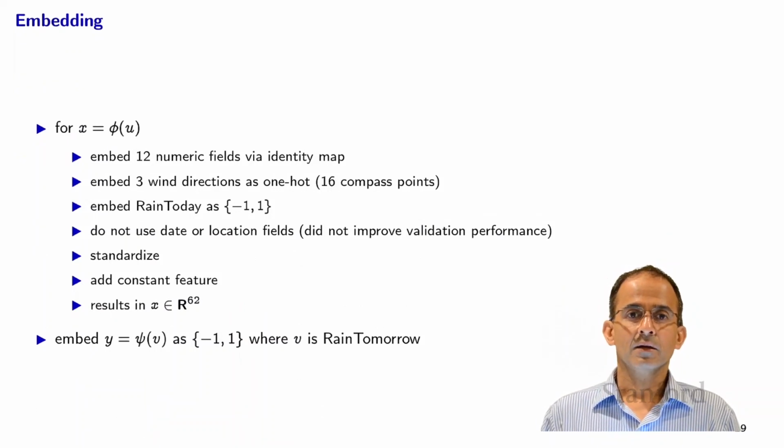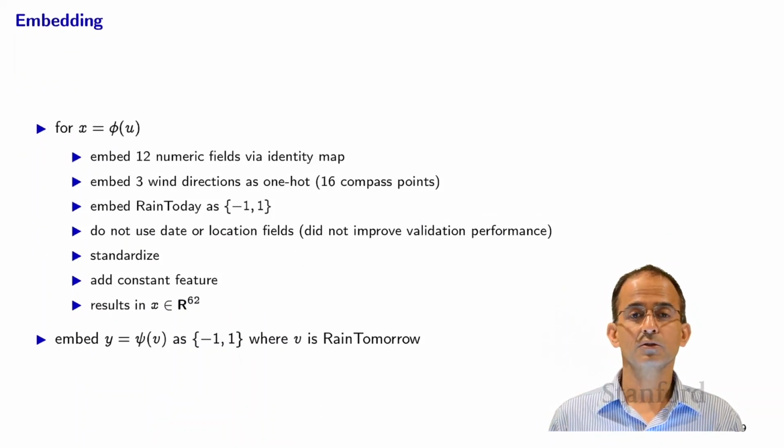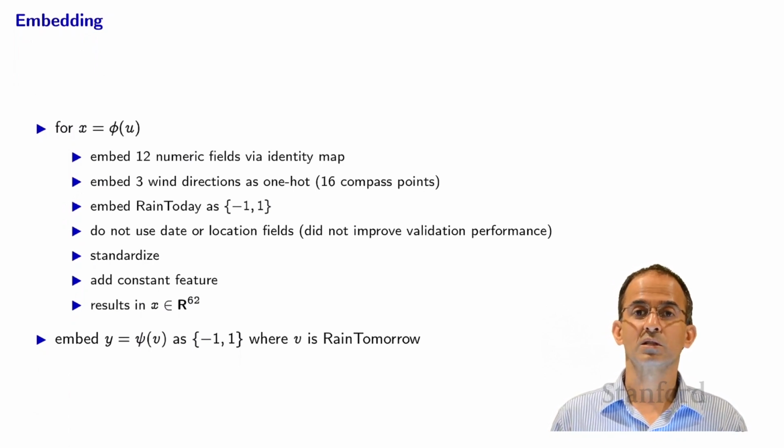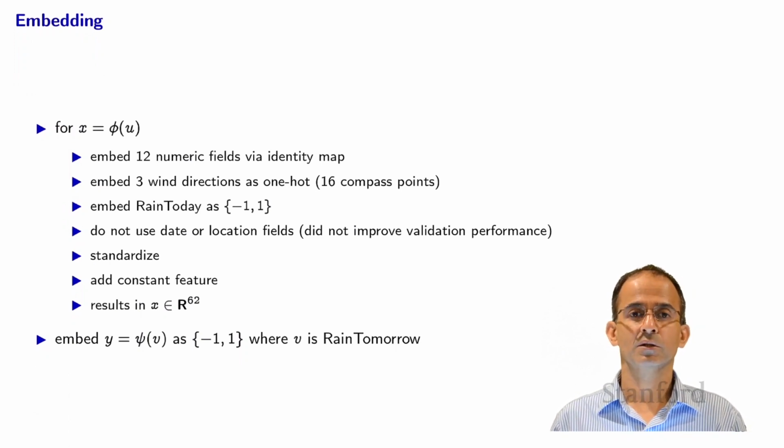Now, when we embedded the data, well, we have 12 numerical fields, and those are just embedded as they are via the identity map. Each one of those wind speeds is associated with a wind direction, which we embed as one hot. Whether or not there's rain today, that's simply a Boolean categorical, so we embed it as -1 or 1. It turns out that the date and the location fields actually did not improve the performance after validation, and so we simply removed those. We standardized, we add the constant feature.